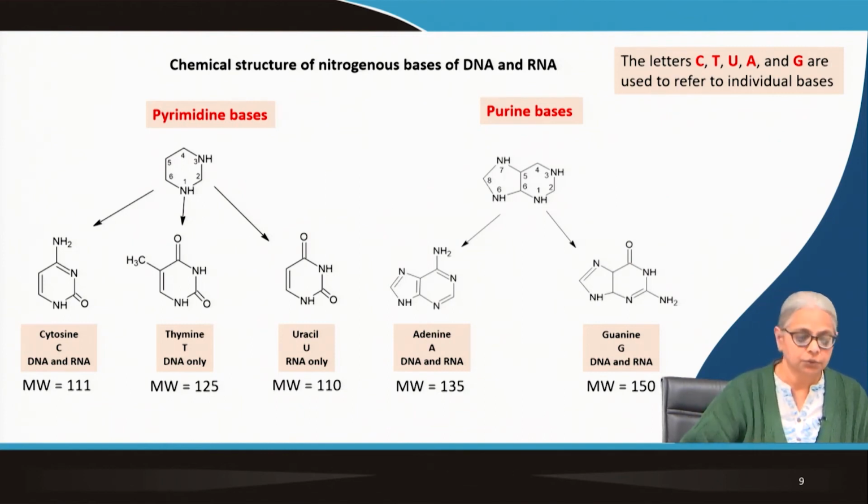We'll come back to this issue later. So these are the letters C, T, U, A, and G that refer to the individual bases. So you might say that the genetic code of all living organisms on the planet, as far as we know, is based on these 5 letters. So the alphabet that nature is using is not very diverse.